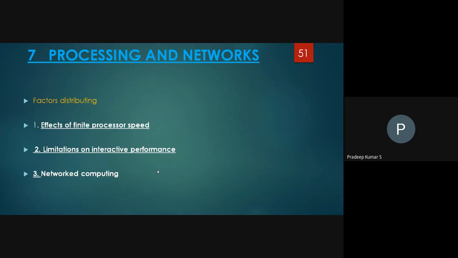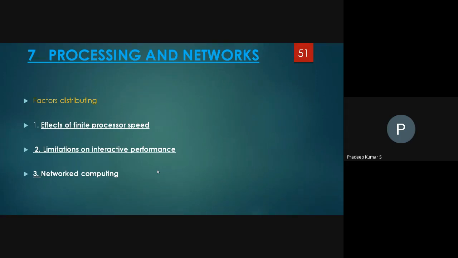Here, what is processing? I want to access the data and I want to run the data in a proper and well-secured manner. So the proper speed has to be maintained. The speed doesn't go low, and meanwhile the speed doesn't go high. Here the maintenance is good. That is the effect of finite processor speed.